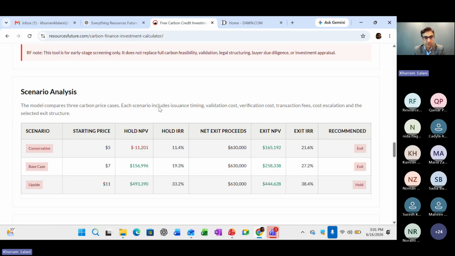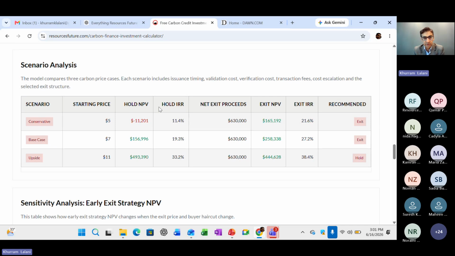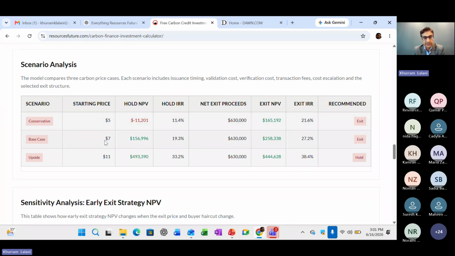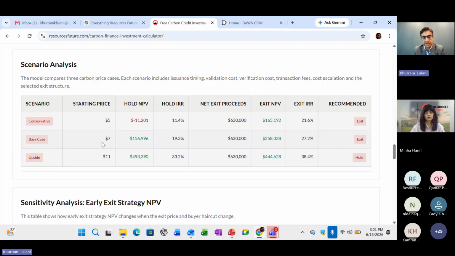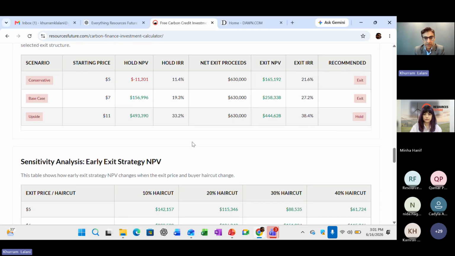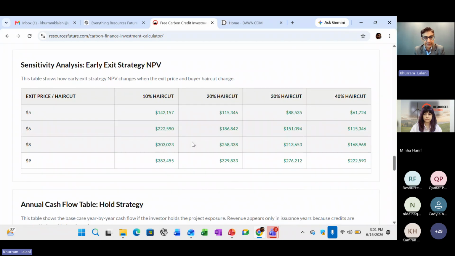And again, we also have scenario analysis. So you can do scenario analysis if the price was not $7 as it was in our case. If it was $5, then the whole NPV was negative, and hence the recommended strategy is exit. In this case, the hold IRR and the hold NPV are significantly more, and hence it is recommending that you should hold your credits.